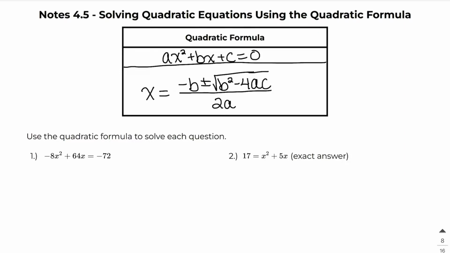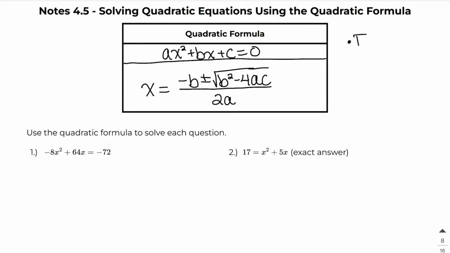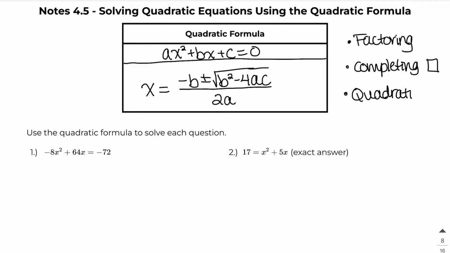Just a quick note, we have learned how to solve quadratic equations by factoring, by completing the square, and lastly now by the quadratic formula. And this is just an extra tool in our toolbox to help us solve these quadratic equations.